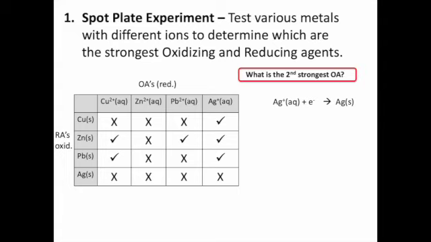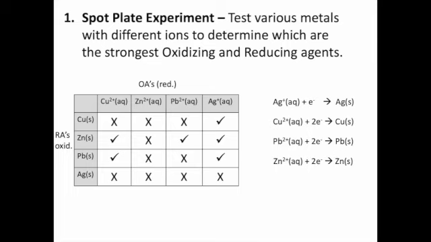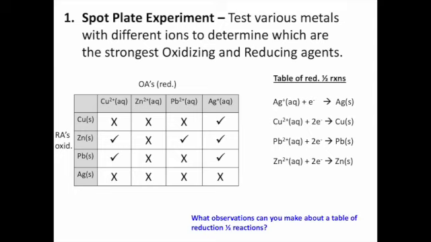Okay, what's the second strongest oxidizing agent? Well, the one with 2 check marks, copper 2. And the third one is Pb2 positive, which has 1 check mark, and zinc ion didn't have any check marks. There, we have just created a table of reduction half reactions. Okay, and if you'll notice, the OAs are on the left-hand side of the table. Those are all oxidizing agents right there.